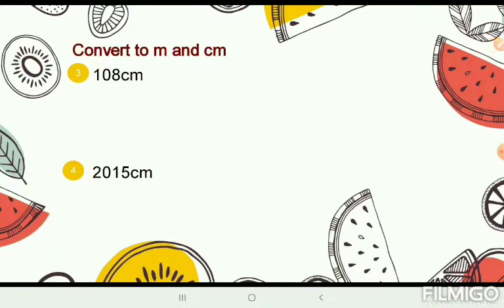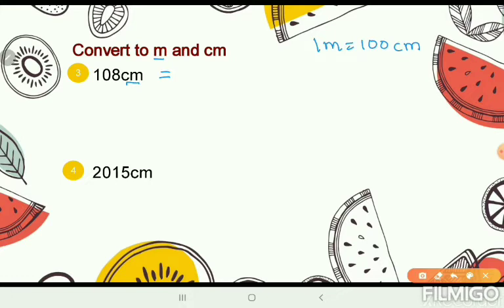Let's see some more examples so that it is more clear to you. We have to convert 108 centimeter to meter and centimeter. Always keep in mind that 1 meter is equal to 100 centimeter. The relation is of 100, and we want to convert a smaller unit to a bigger unit, means we have to divide. So first thing is, we will break it into 100.